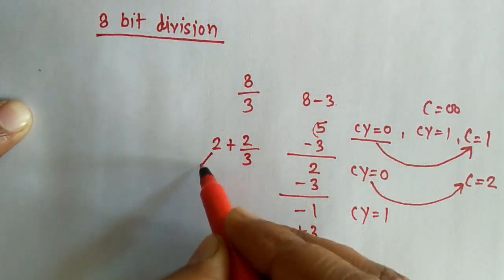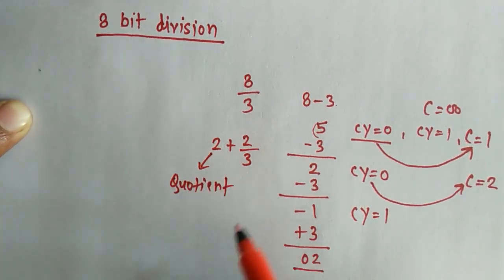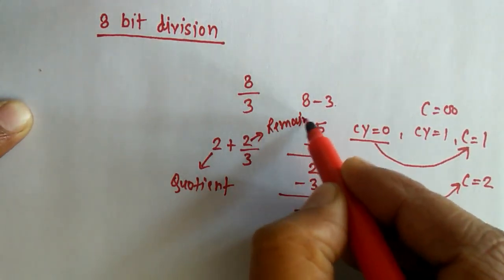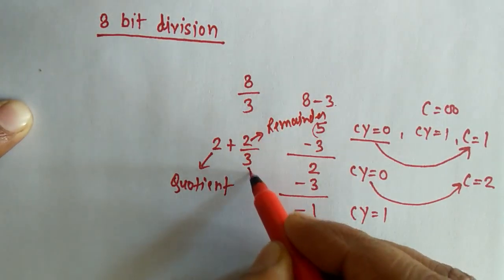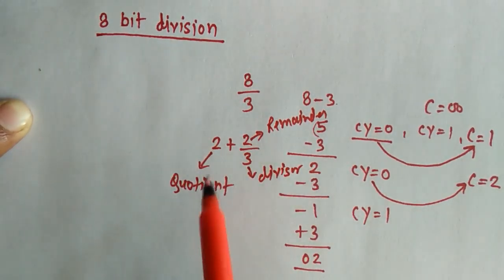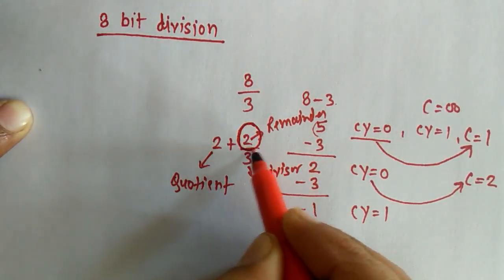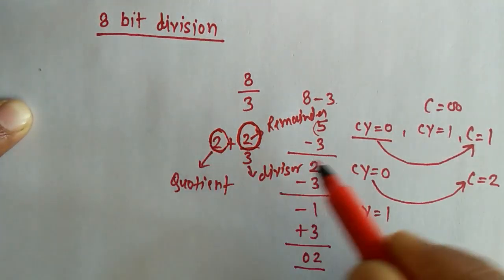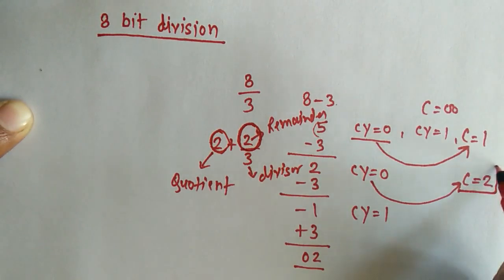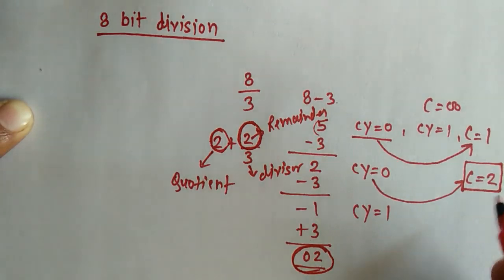Here this term is the quotient and this term is the remainder, and this term is your divisor, as you already know. So in our answer we will be using these two numbers. One will be the remainder and the second will be the quotient. And see, here we have achieved it. In C we will have the quotient, and here in the accumulator we will have the remainder.